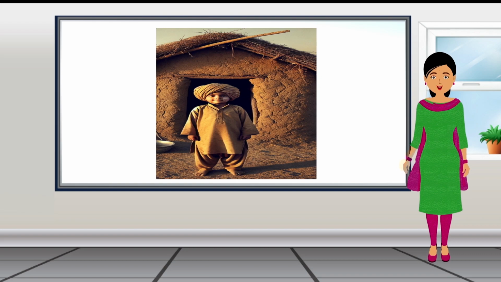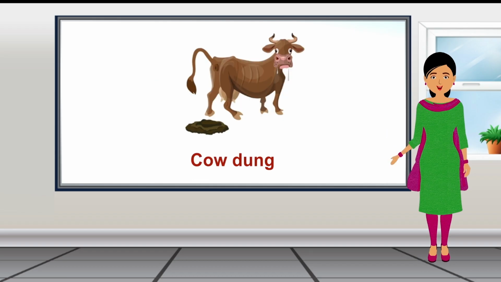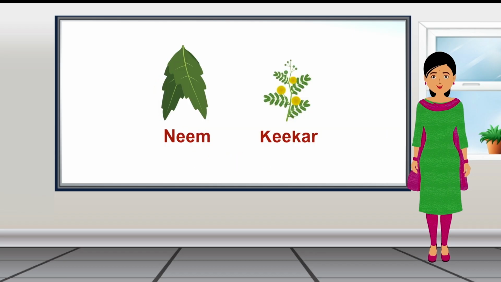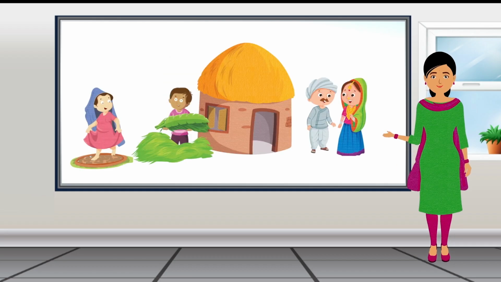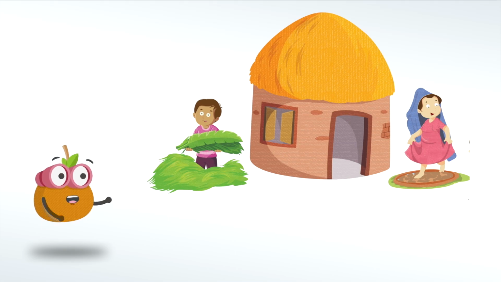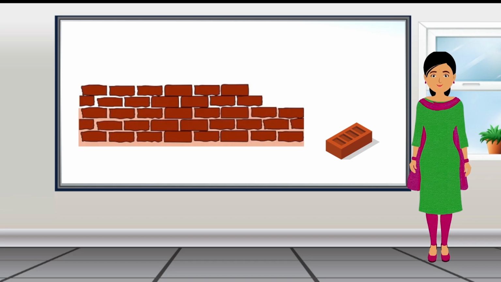Exactly. Sodhi Ji's house was built using natural materials like mud, cow dung, wood, straw and leaves from neem and kikar trees. These houses were built by family members, but they needed frequent repairs with the walls and floors being coated every week to keep them sturdy. Oh, that must have been a lot of work. It was. As Sodhi Ji grew up, he realized that there could be a better way to build houses. He started a small brick factory.